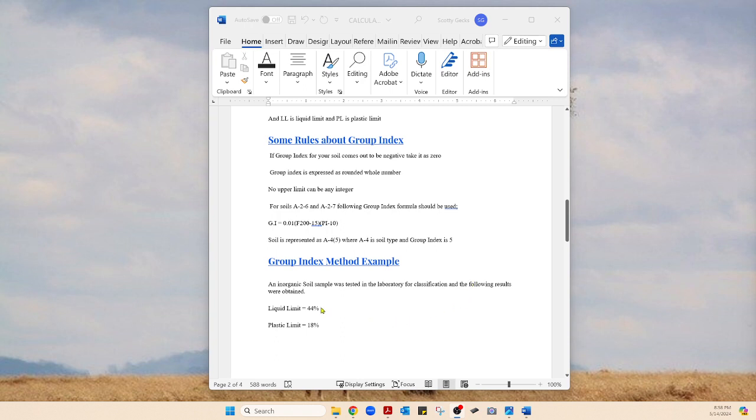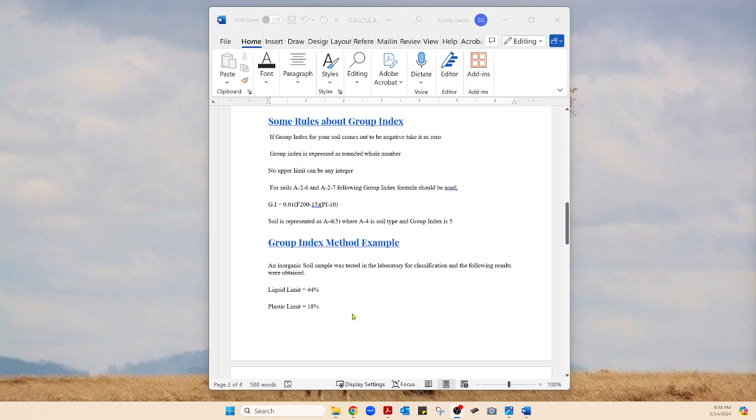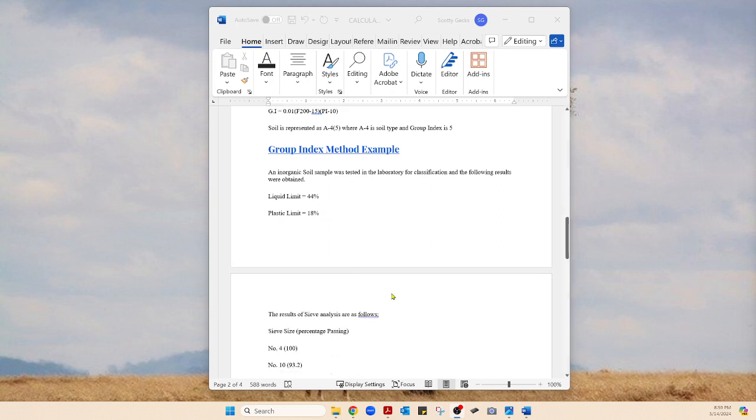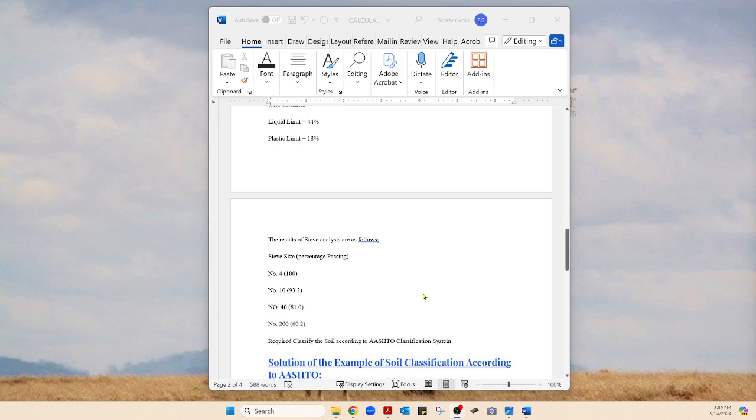But here is something when you're talking about your liquid limit. When the liquid limit is 44, the plastic limit is 18. So if you wanted to find your plasticity index, you would subtract your plastic limit from your liquid limit, and all of that will be coming to you again.